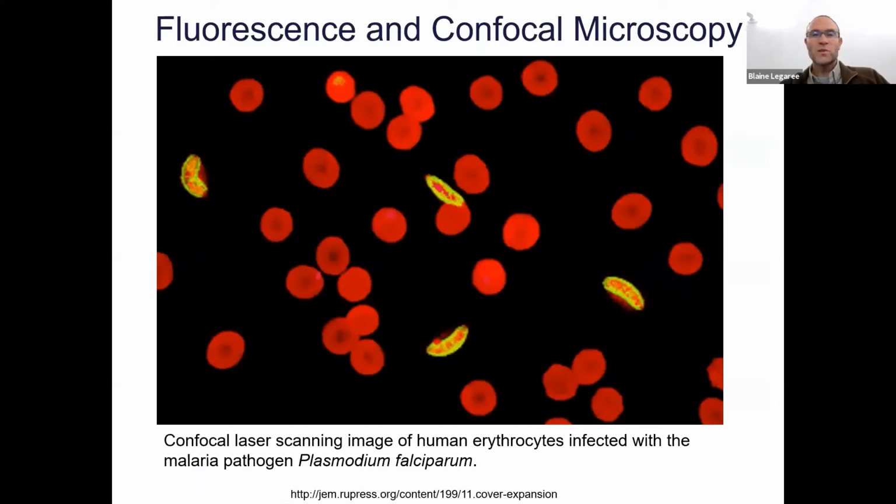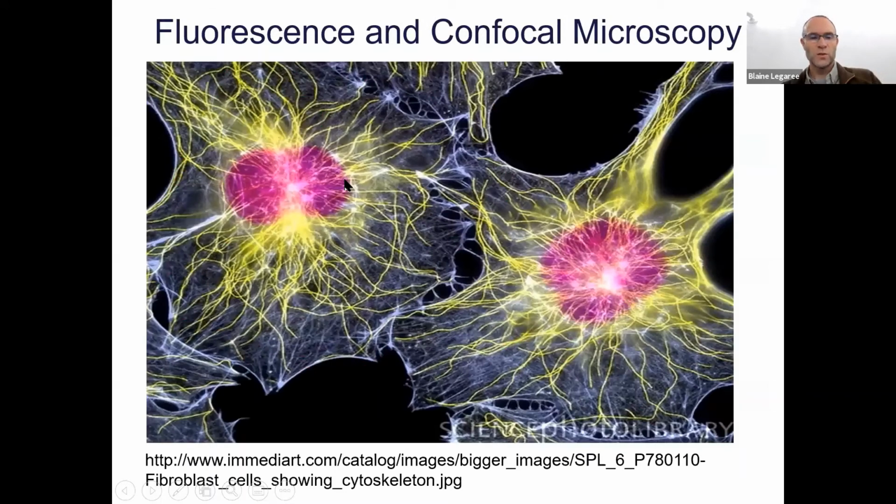Fluorescence microscopy is also used for diagnostics. You can see this is a case where somebody's doing a blood smear looking for malaria in an individual, and the malarial parasites come out in this nice glowing yellow image there. There's another picture. Just wanted to show you there are some really, really incredible pictures of fluorescence microscopy.